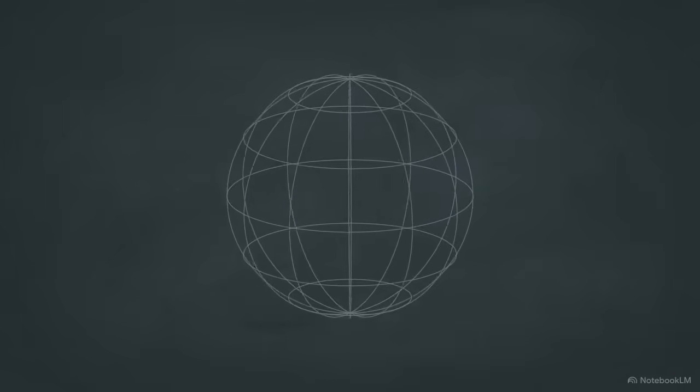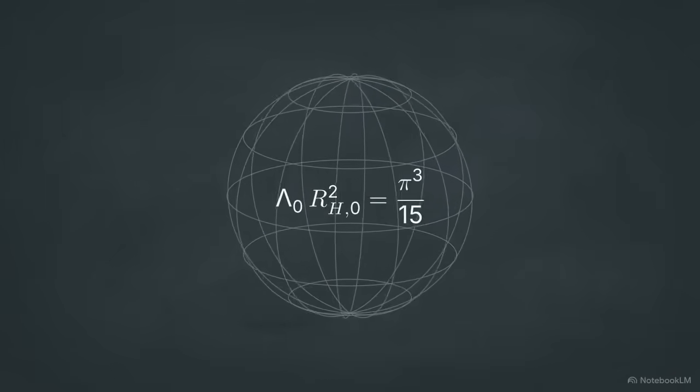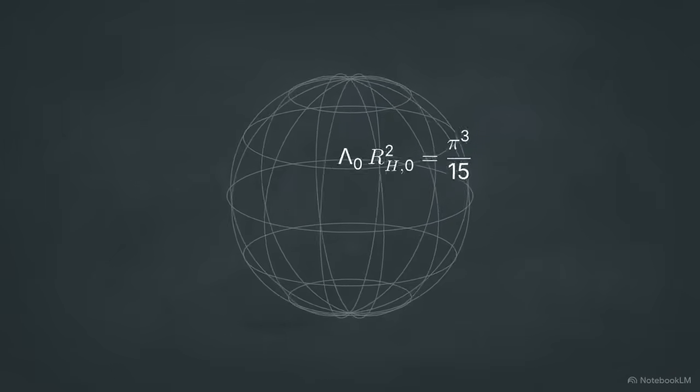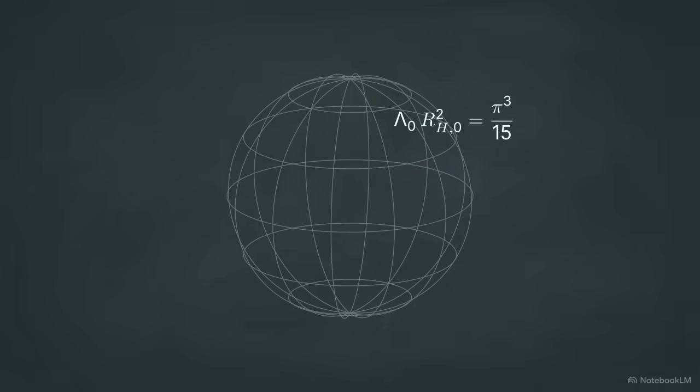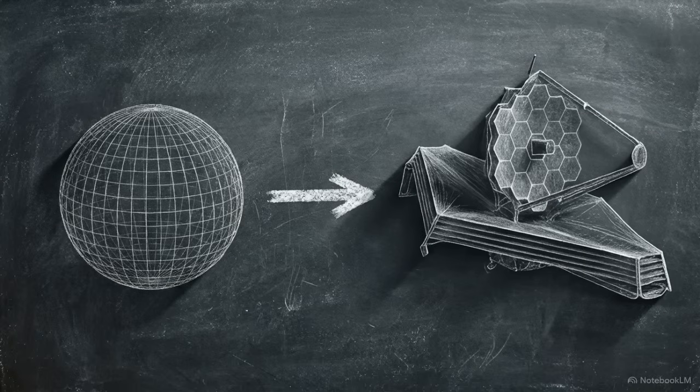By treating the horizon as that radiating surface, we evaluate our invariant as a fixed boundary condition. The horizon relation becomes the cosmological constant times the Hubble radius squared equal to pi cubed over 15. We now have a rigid mathematical constraint for the boundary of the universe, and we built it without introducing a single new fitted parameter.